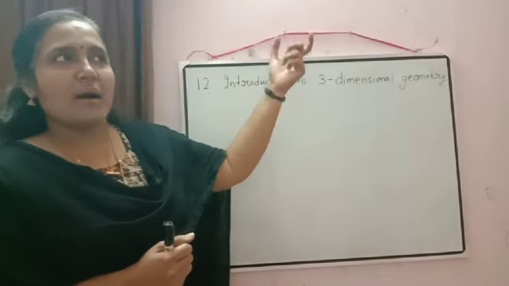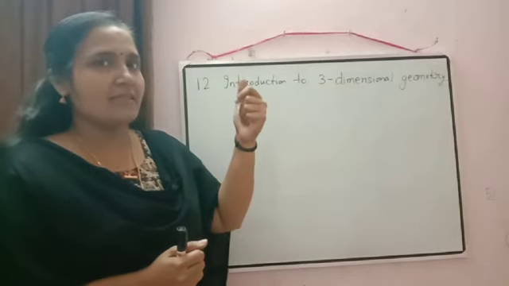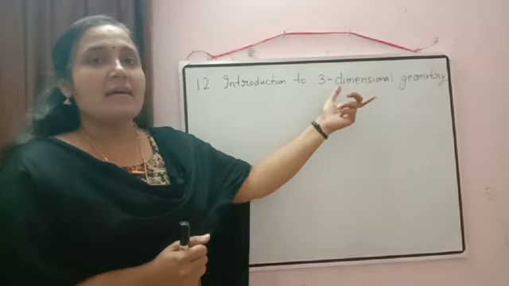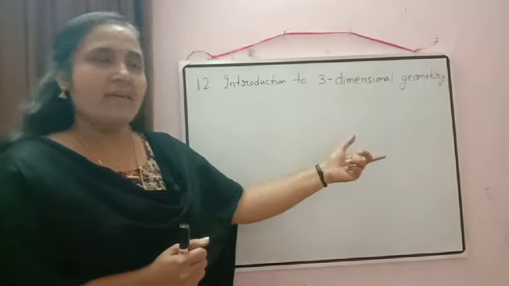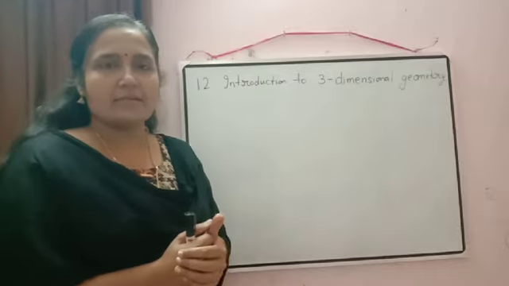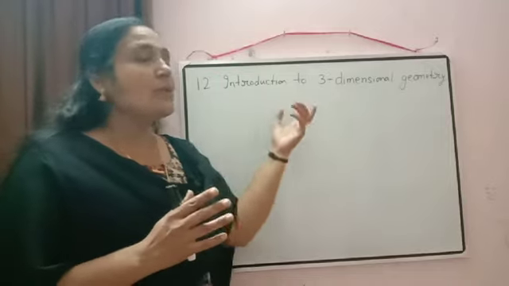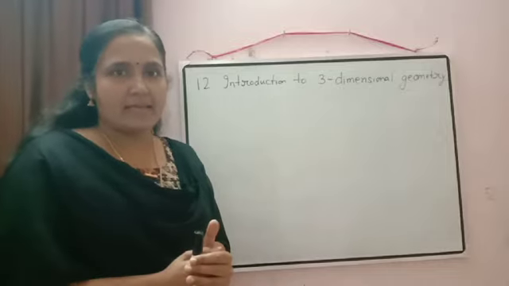Okay. So about two-dimensional geometry, you studied in 9th class and 10th class also. Can you tell me what is two-dimensional geometry? Yes, the Cartesian system which we studied, coordinate geometry. Coordinate geometry we studied in 9th class and in 10th class also. But in 9th and 10th we dealt with only two-dimensional geometry. Only length and breadth are there in that.